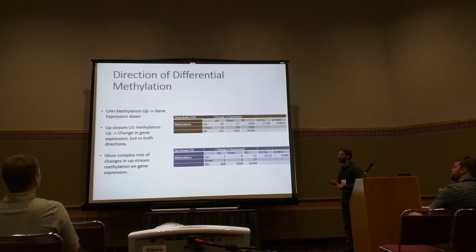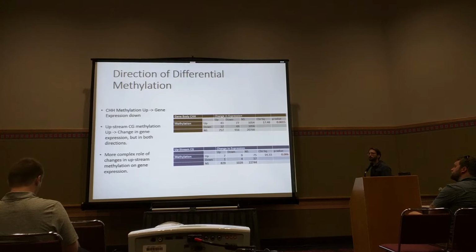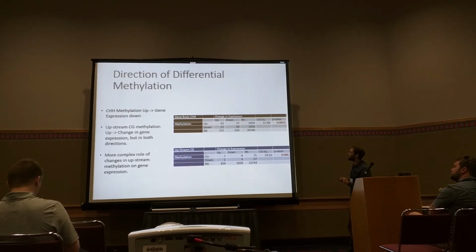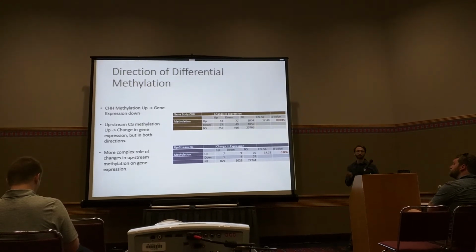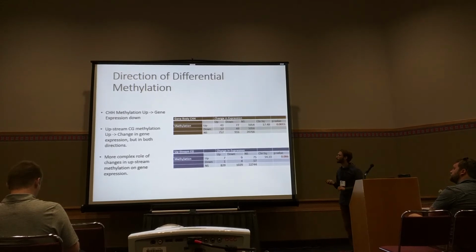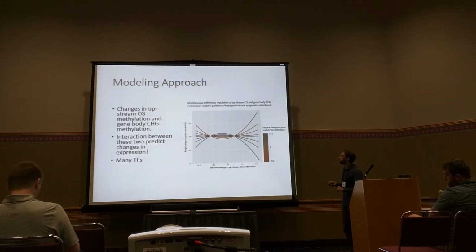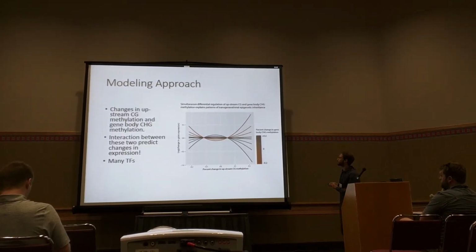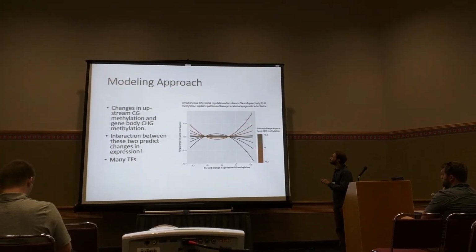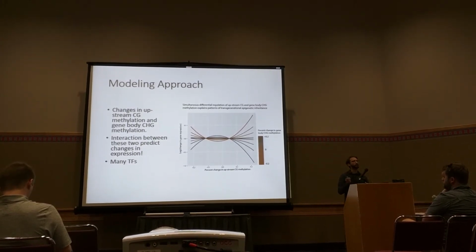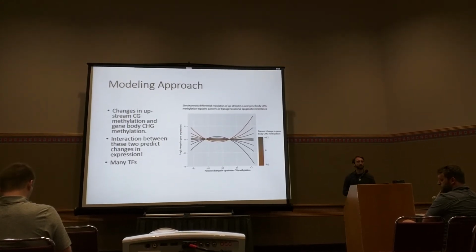methylation and a decrease in expression. For promoter region or upstream CG methylation, things are a little bit more complex, where you see that when there is an increase in methylation, it's likely there's a change in expression, but it doesn't always go in one direction or another. To get at that a little further, we did some modeling, and we found that when there are differences in upstream CG methylation as well as changes in gene body CHG methylation, it's the interaction between those two types of differential methylation that really predicts the changes in gene expression.